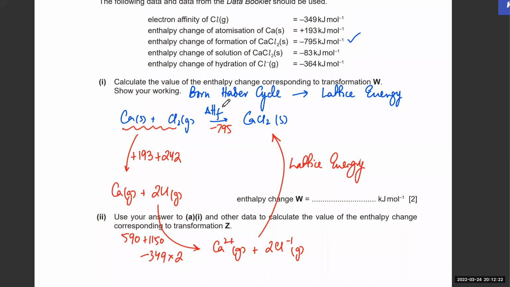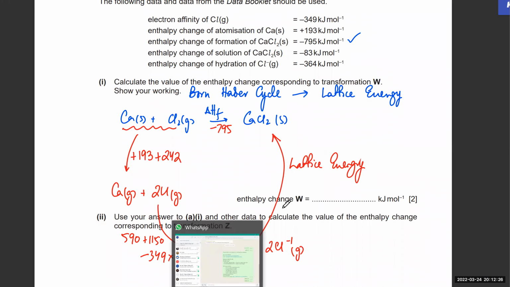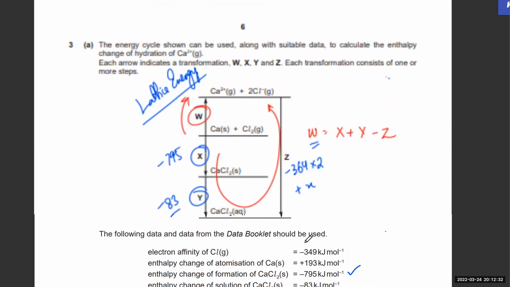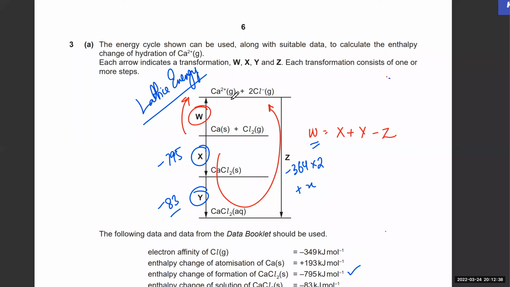Yes, we're getting calcium chloride as solid. But if you take a look at W, that's calcium ions in gaseous form and chlorine ions in gaseous form as well. So where is calcium chloride solid? Calcium ions in gaseous form. Okay, that's not even... Why did you not mention that before? Because that's obviously not the lattice energy. Is it the lattice energy?